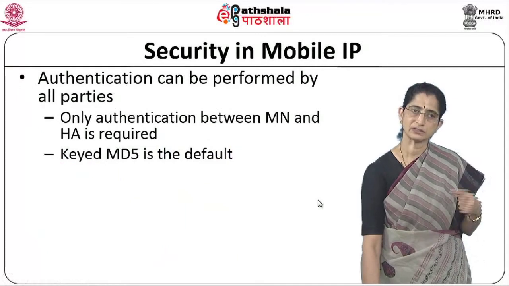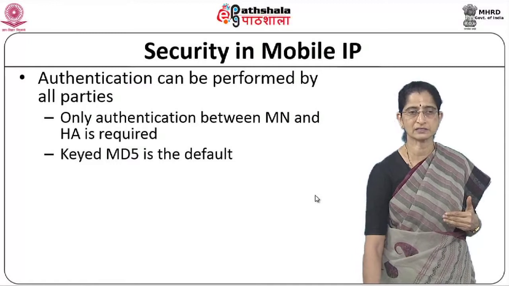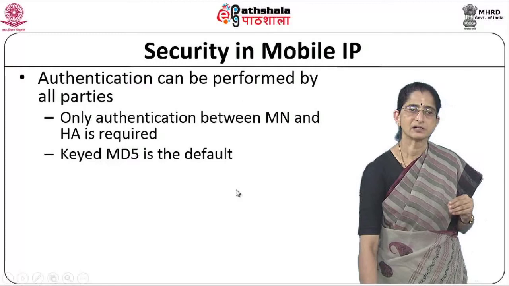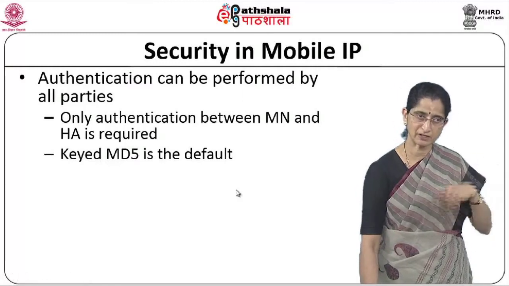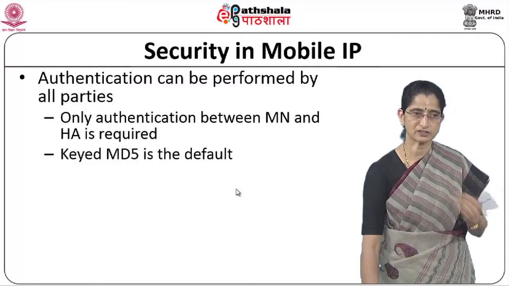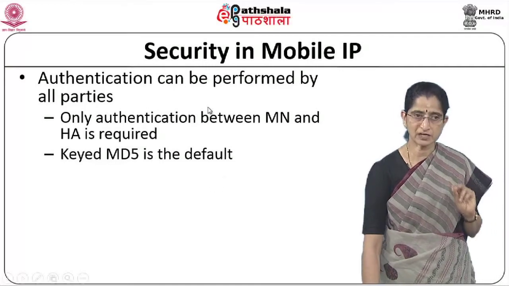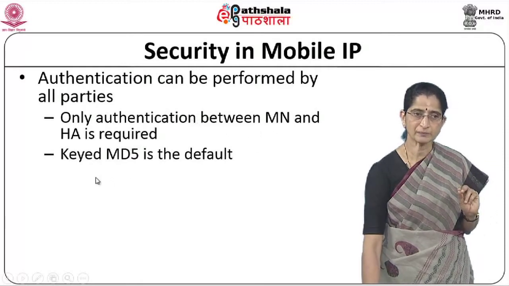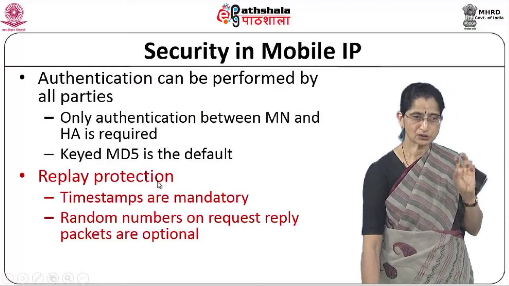Another support that we talked about with respect to mobile IP is support for security. Security is supported by making sure that all the communication between the mobile node, the home agent, the foreign agent and so on is done in an authenticated manner. Authentication can be performed by all parties. Only authentication between MN and HA is required. Keyed MD5 is the default mechanism that is used. Replay protection is also taken care of.